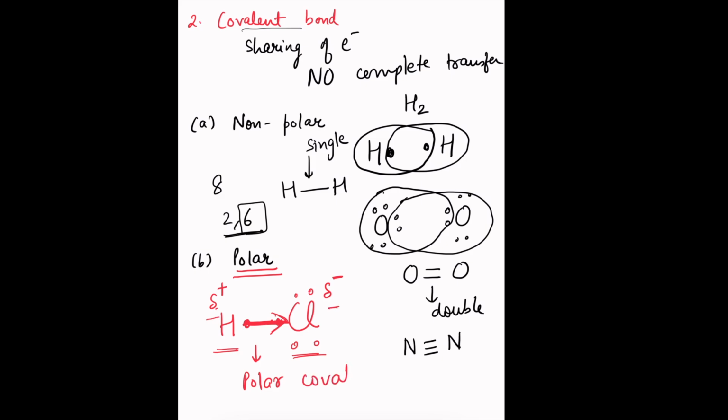But if this transfer of electron is happening, that means instead of sharing, it is giving away the electron completely, then it changes into ionic. That's the complete distinction between the ionic and the covalent bond.